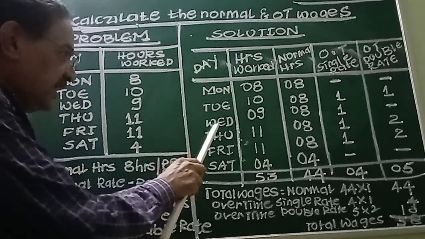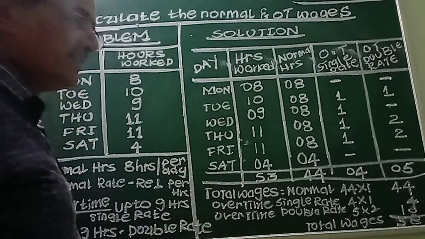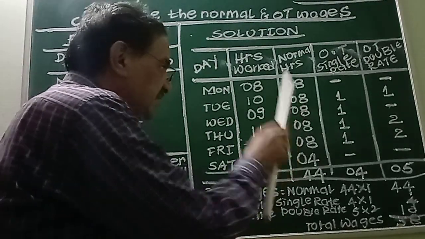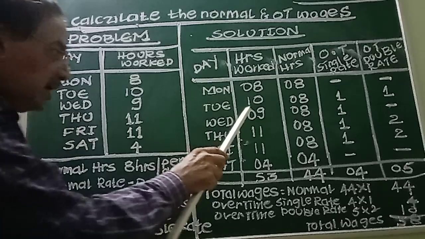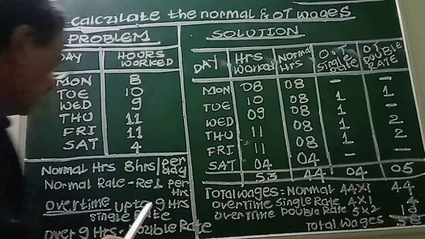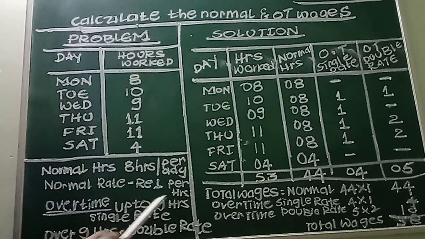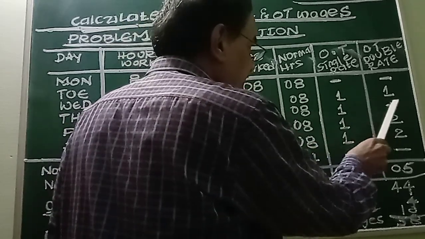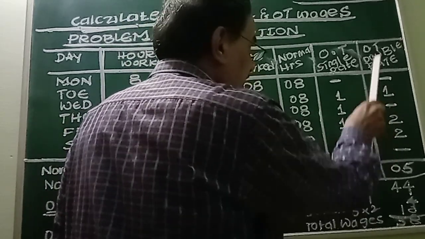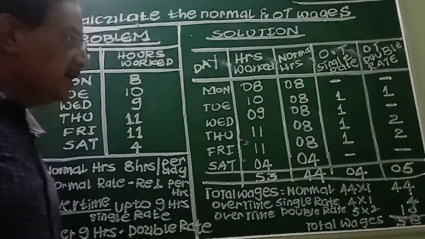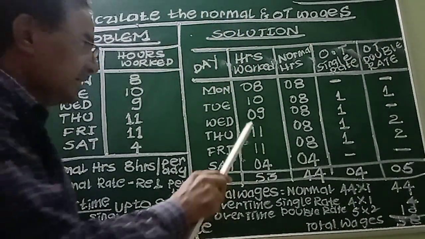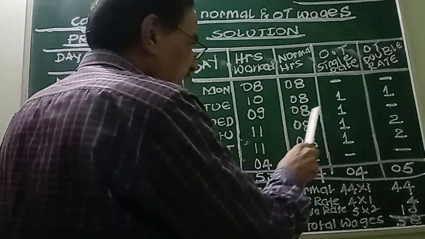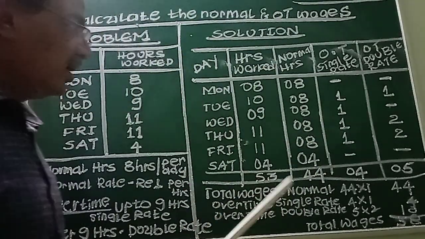On Wednesday, he has worked for 9 hours and the normal hours fixed is 8. So his number of hours worked is within the first slab, that is up to 9 hours single rate. So 8 hours is normal, 1 hour is extra. So he will not be given any double rate wages under the OT column, because he worked for only 9 hours. 8 plus 1 is equal to 9. He will not get any extra under the double rate system.